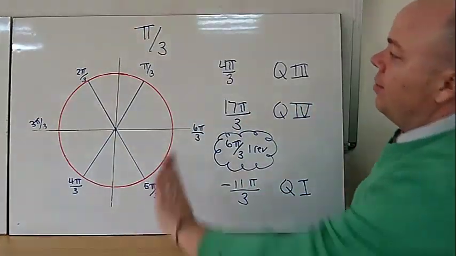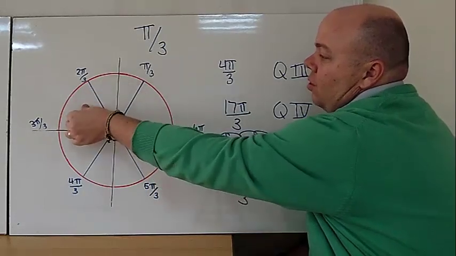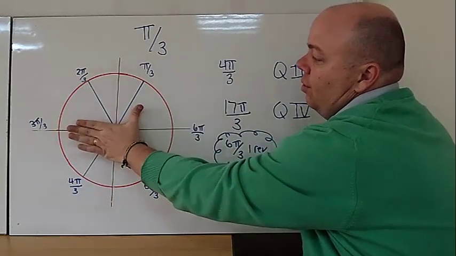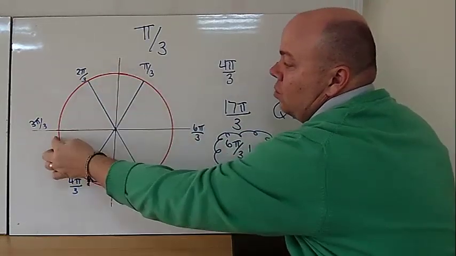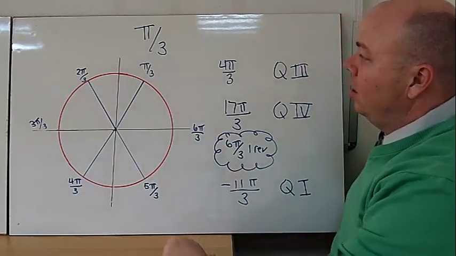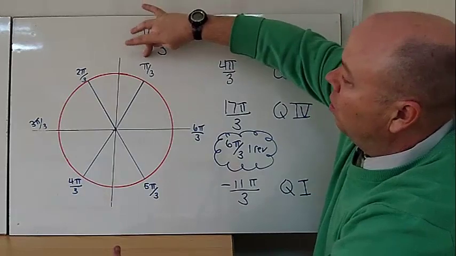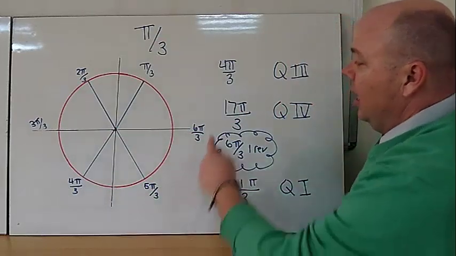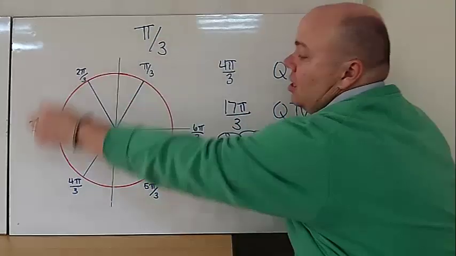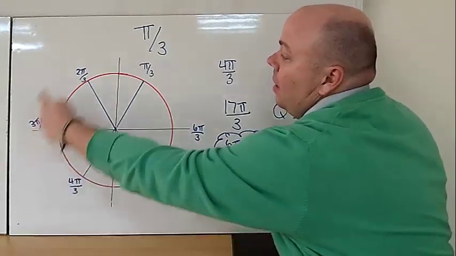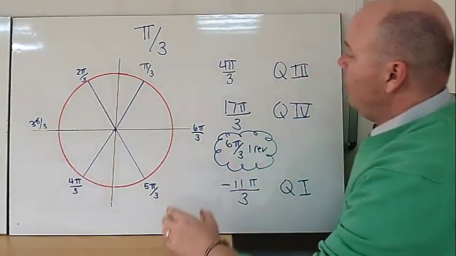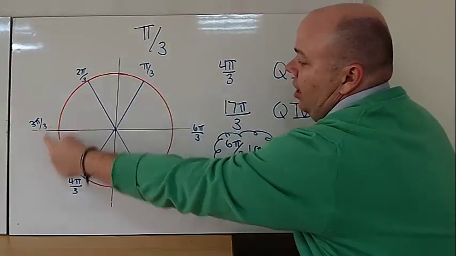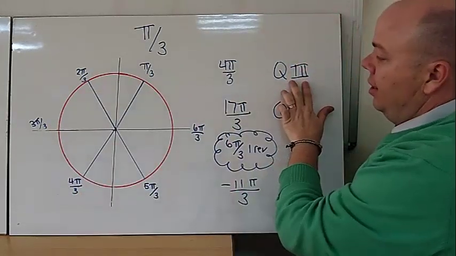Pi over 3. Pi over 3 breaks the circle into thirds, or actually sixths. But they break the half circle into 3 pieces. Pi over 3, pi is 1, divided by 3 is 3 chunks. So I can think of this as 0, 1 pi over 3, 2 pi over 3, 3 pi over 3, 4 pi over 3, 5 pi over 3, and 1 revolution is 6 pi over 3. So 6 pi over 3 would be 1 revolution. Negative 6 pi over 3 would be 1 revolution this way. So if I'm looking for 4 pi over 3, start here, 0, 1, 2, 3, 4. So that's in quadrant 3.